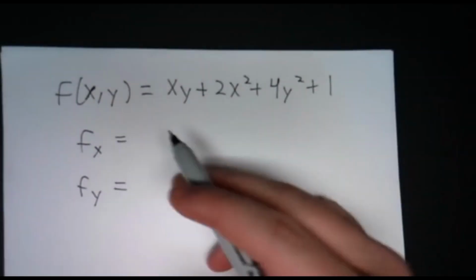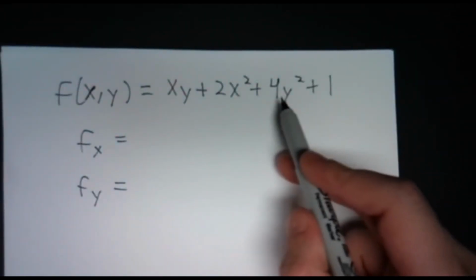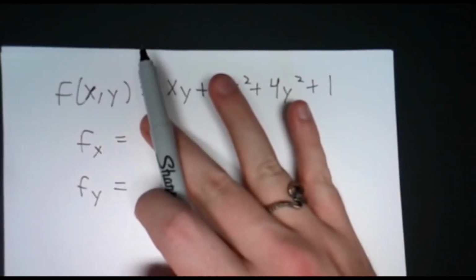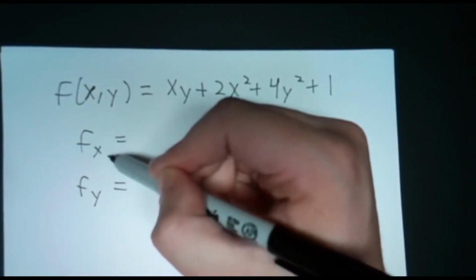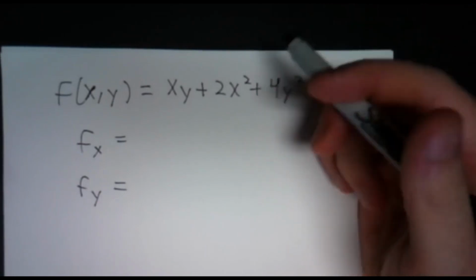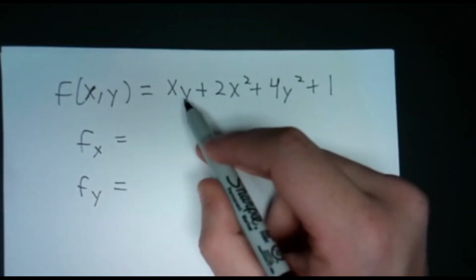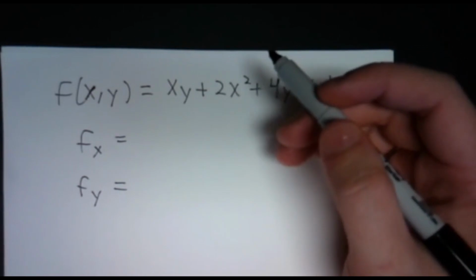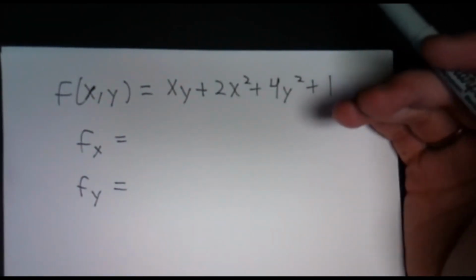So here's our function. F of x, y equals xy plus 2x squared plus 4y squared plus 1. And in a function with two variables like this, you're going to have two initial partial derivatives, f with respect to x and f with respect to y. And when I say with respect to, I mean you consider that to be a variable, the x, in respect to f of x, and you consider the y to be a constant. Right? So if you know derivative rules, it's almost like y is a number here.